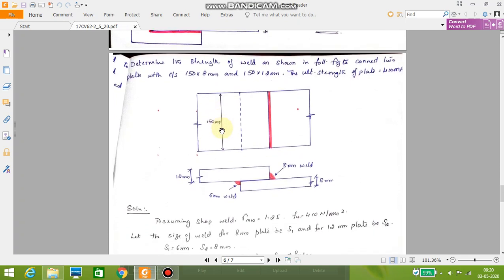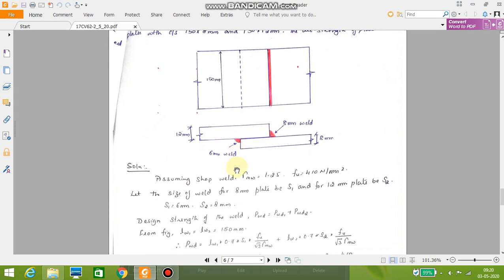This is the plate we have. Width of the plate is equal to 150 mm. Two plates we have: one is 8 mm thick and the other plate is 12 mm thick. This is where the welding is done. 8 mm is the thickness of the weld. Here 6 mm is the thickness of the weld.